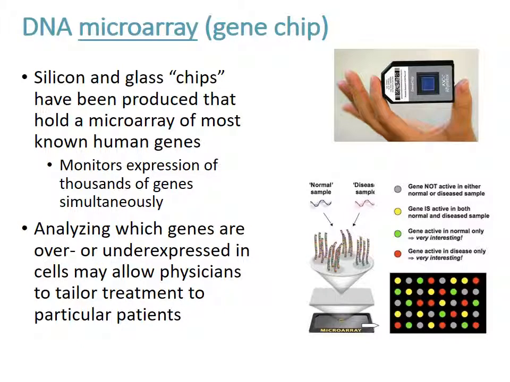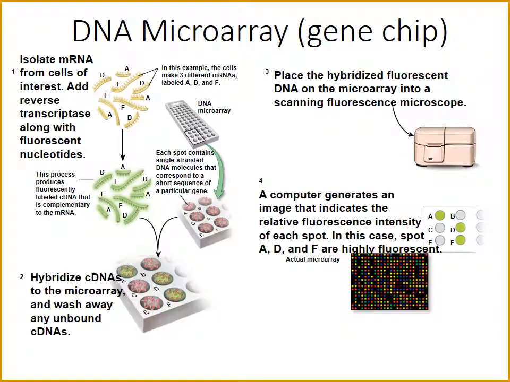So again, microarray, we talked about this before, but there's the gene chip, and it monitors the expression of lots of genes simultaneously, and it analyzes where genes are over or underexpressed in cells, and it can help us tailor treatments to particular patients. For example, if we know that you have a certain gene turned on or off, there may be a treatment that will help that.